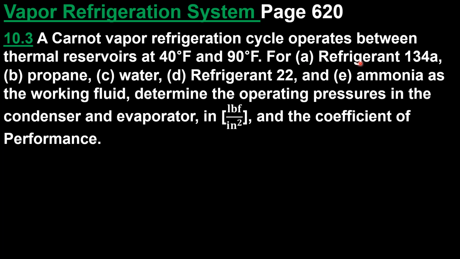For A, refrigerant 134A, propane, water, refrigerant 22, and ammonia as the working fluid. Determine the operating pressures in the condenser and evaporator in pound-force per inch squared and the coefficient of performance. Alright, so here first thing, let's write what is given.